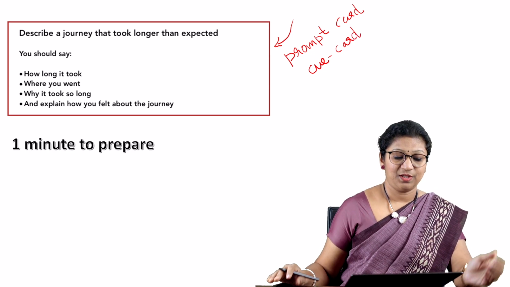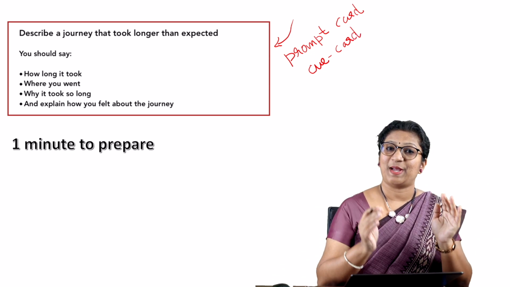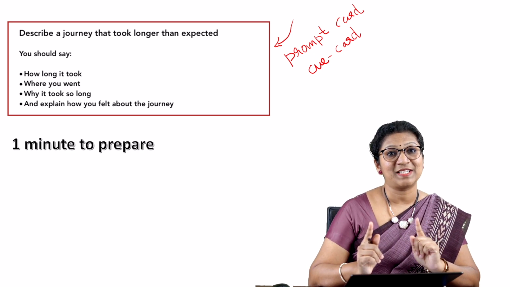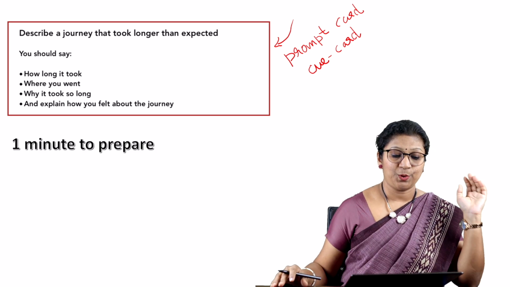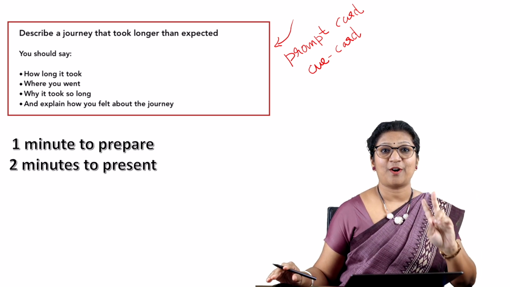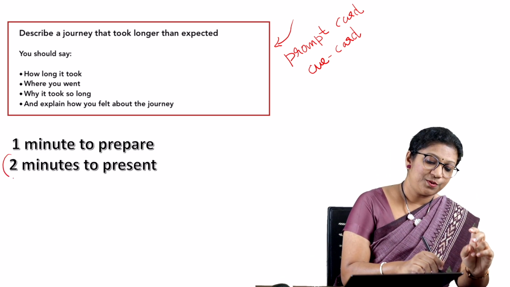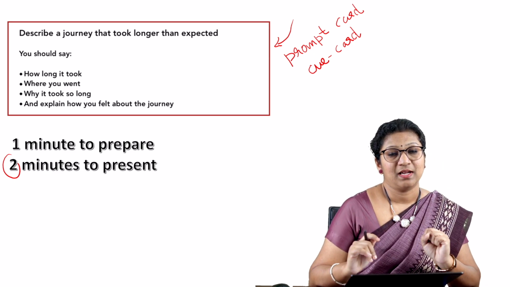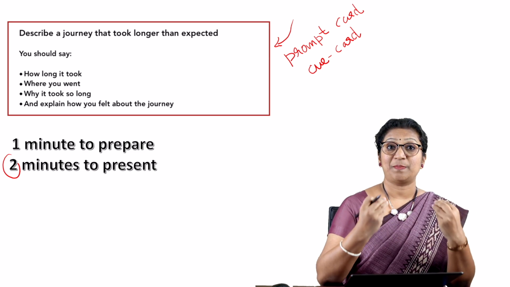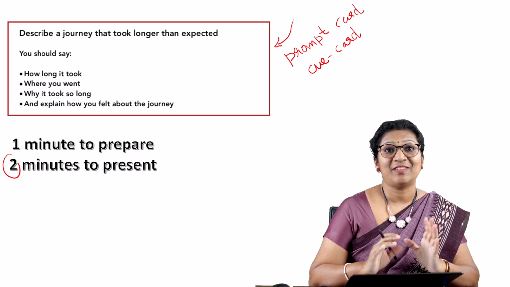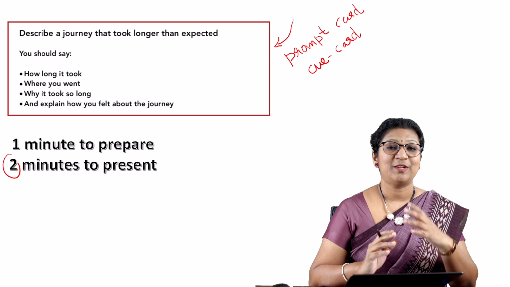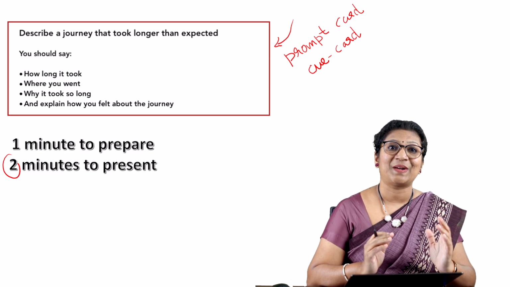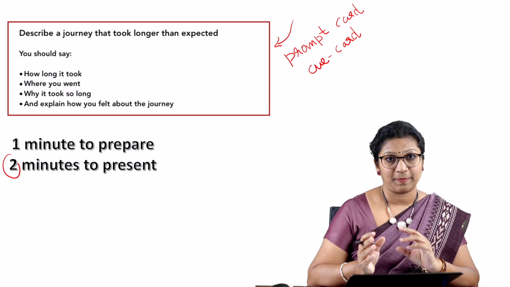You are given 1 minute to prepare on this card that is given to you. And after your 1 minute's time of preparation, you have to speak on the topic for a total of 2 minutes. So 1.5 to 2 minutes time. Now, when you speak on this topic, there will not be any interruption from the side of the examiner. And that is why the section is called the individual long turn.